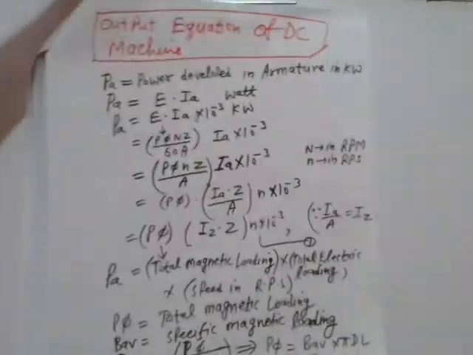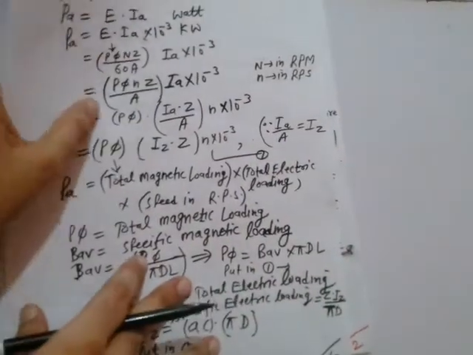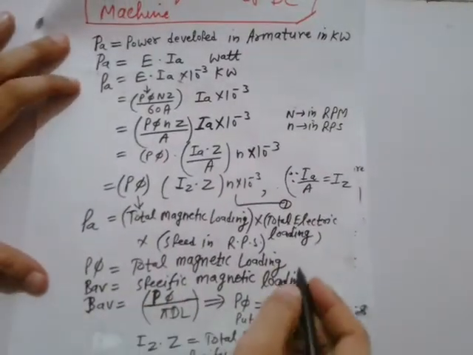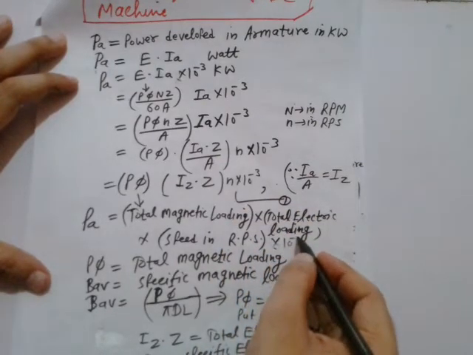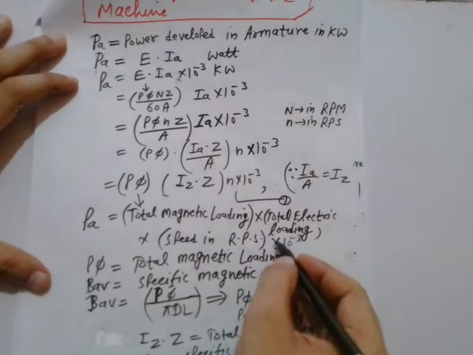When you put these values here, you have to write this 10 to the power minus 3, right?